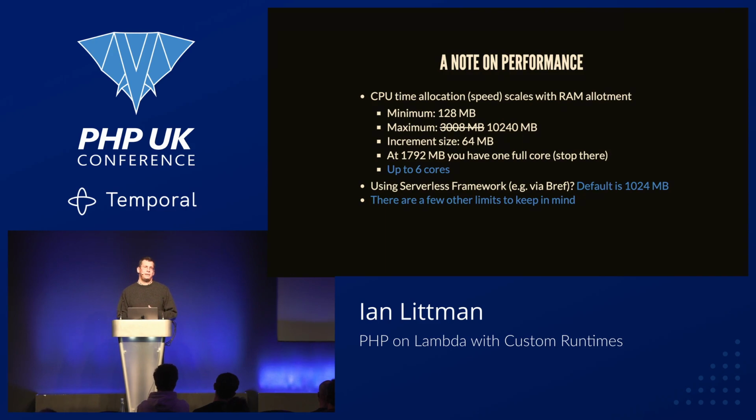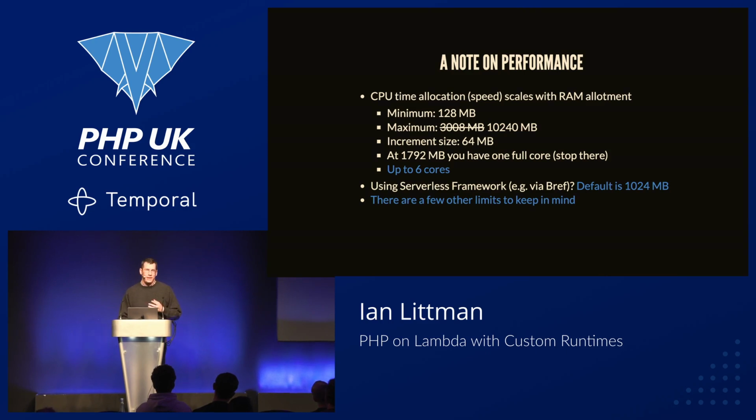To that end, Bref and serverless framework in general have a default of a gigabyte of memory allocated to the function, which gives you the lion's share of a single core, and that's usually enough to have a proper price performance benefit because the amount of CPU time that you get and the amount of money that you pay both scale linearly with the amount of RAM that you allocate times the amount of time that you keep the function running.